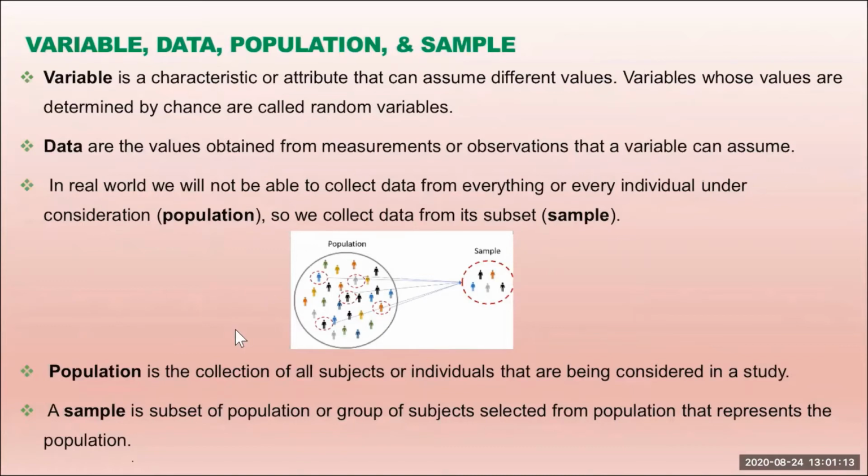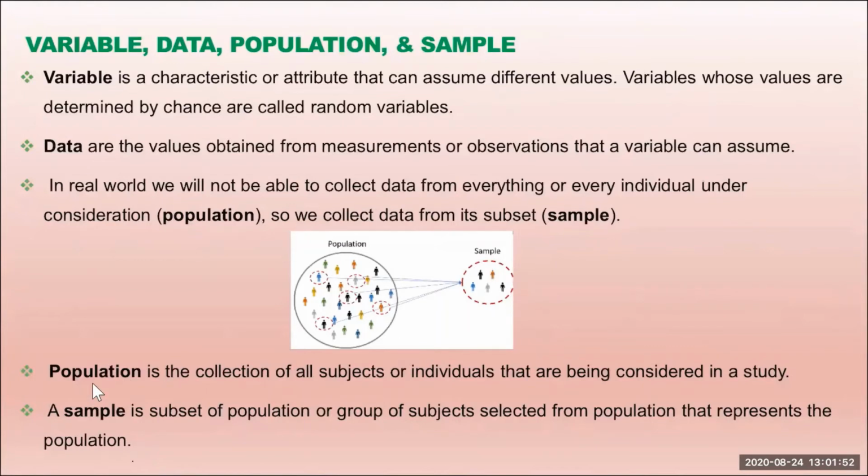Now, let's explore two more terms, population and sample. Before we go to that, in the real world, we will not be able to collect data from everything or every individual under consideration. If I want to collect the age of everyone at CCA, it is practically impossible because there are a lot of students at CCA. So instead of looking at everyone at CCA, I'll take a small section of that, and I'll find the age of these students only. So we collect a sample, or the subset, and then we get the information from there.